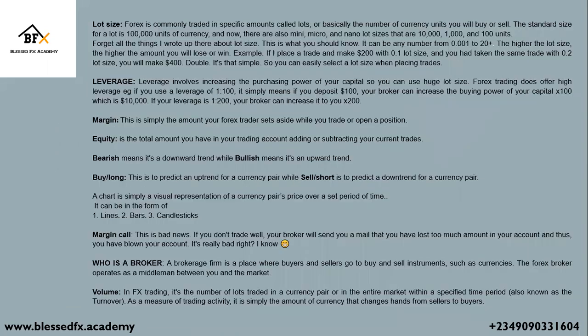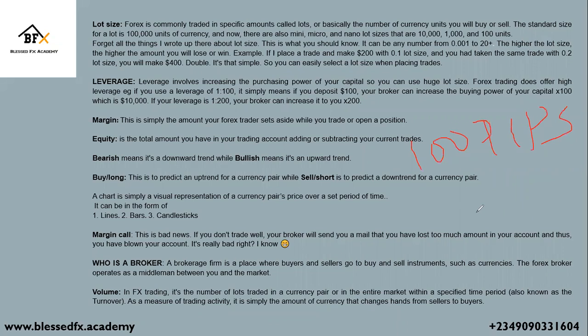So that's that. Next, we want to talk about lot size. Now when you place a trade, let's say it goes for 100 pips. So you made 100 pips. How much is it? That's the next question to be answered. You can quantify the amount based on lot size.